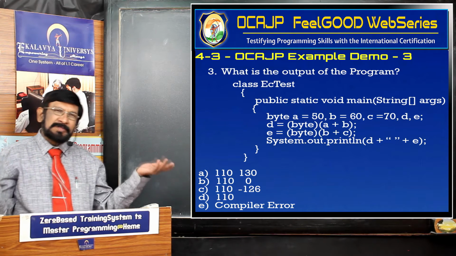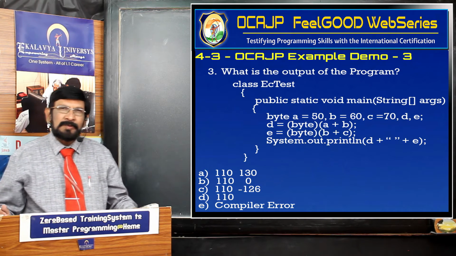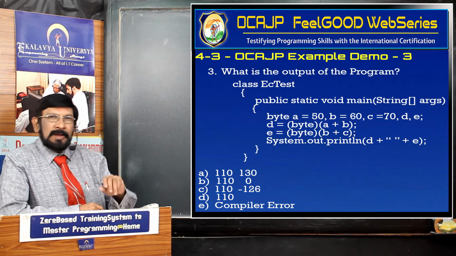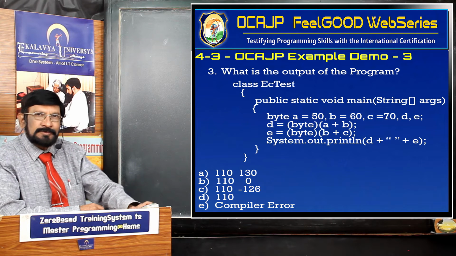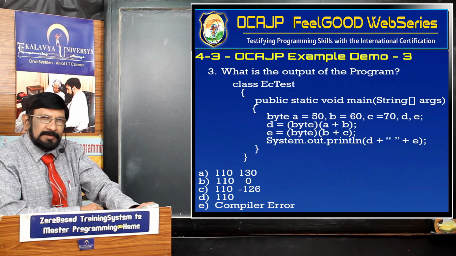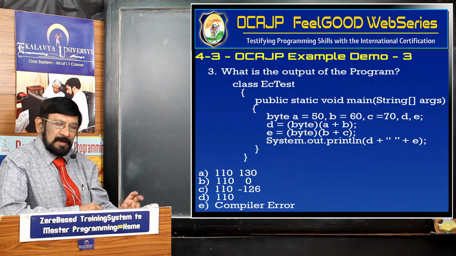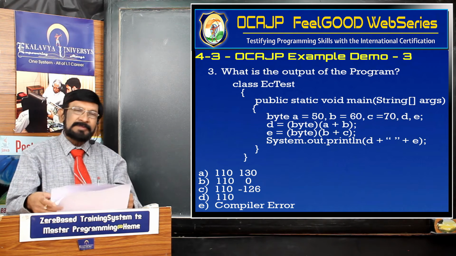Simply, memory space is no issue at all. Huge memory is available. But if you are using more memory per program, the execution speed is reduced. That point you have to understand. That's why you can define data types economically. Here you see, byte, three values I have given. A is 50, B is 60, C is 70.